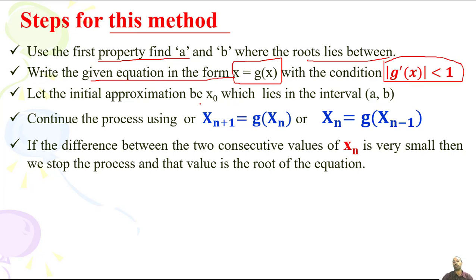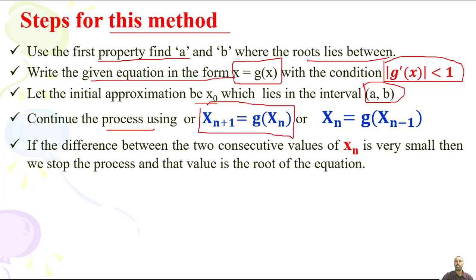Let the initial approximation be x naught, which lies in the interval a comma b. In this interval, you may take any number. Then you have to check: after rearranging the equation to g of x, you should check the derivative at that number. If the absolute value of g derivative x is less than 1, then it converges, so you can continue the process using this algorithm.